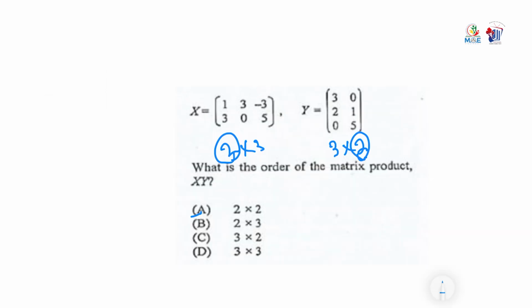All right, very good, very good. Excellent.